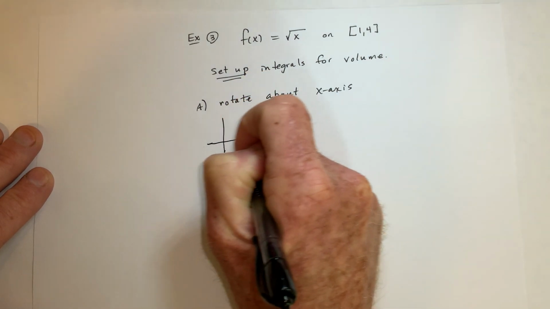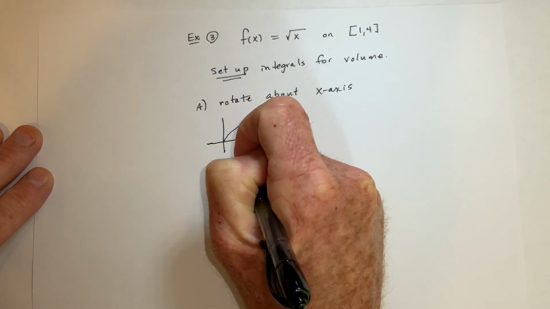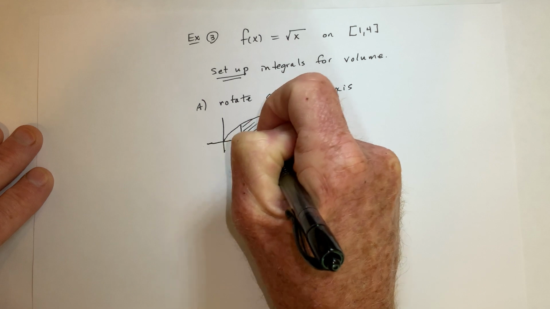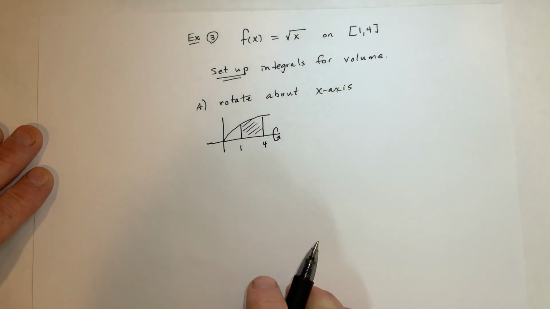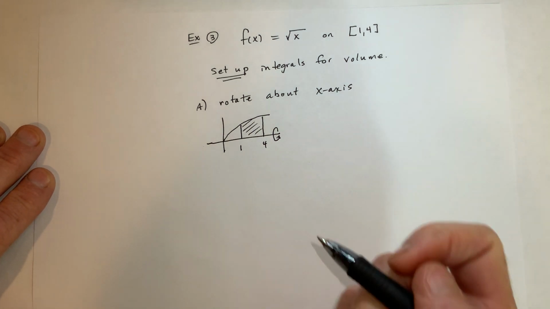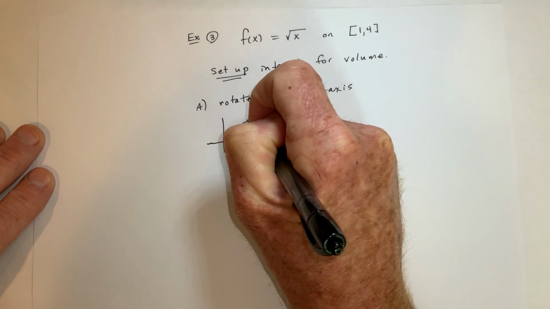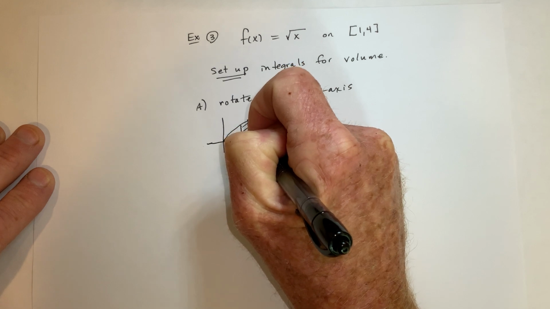So I like to visualize what's going on. The square root function looks like this. From 1 to 4 is this area right here. And then rotate that about the x-axis. So I'm going to set up my representative rectangle this way, so that it's going from the x-axis to the function itself.